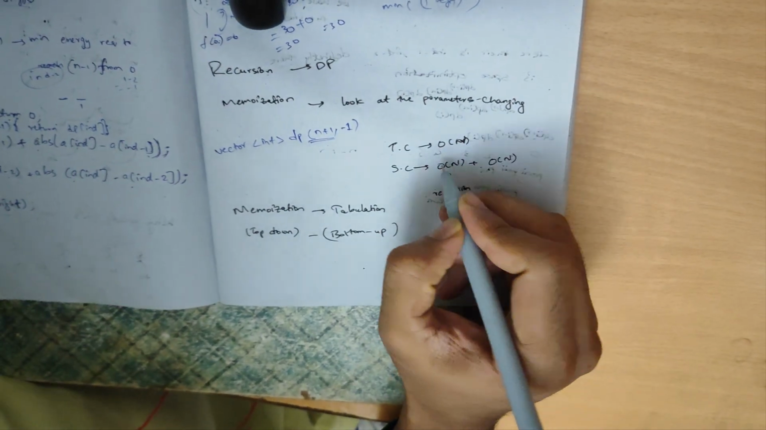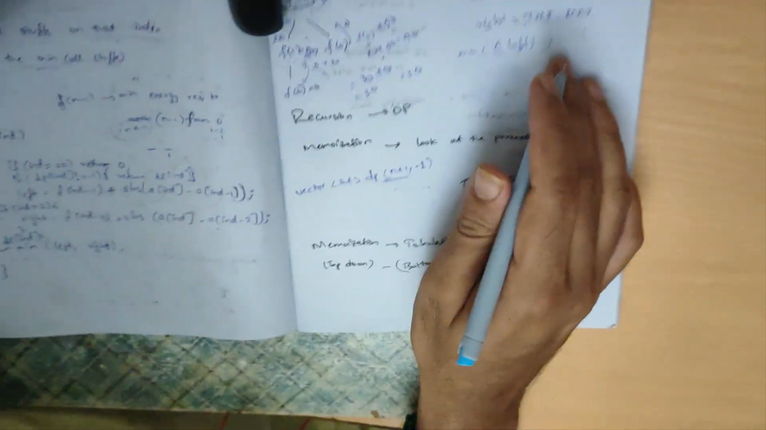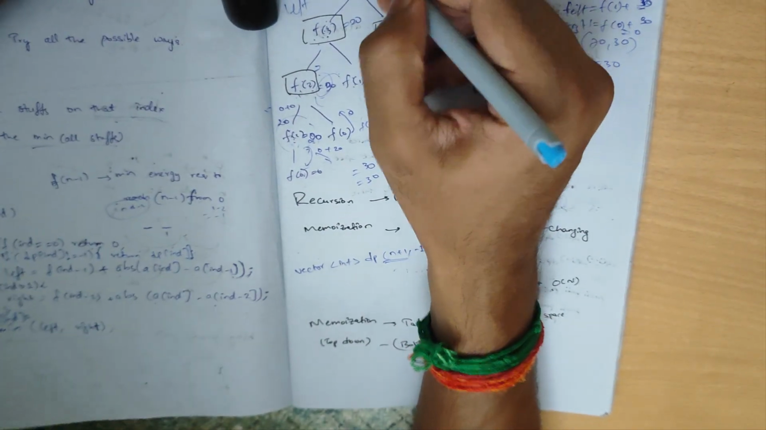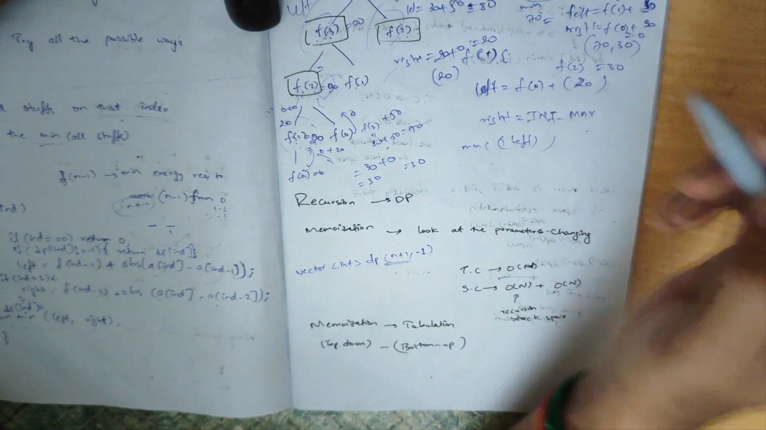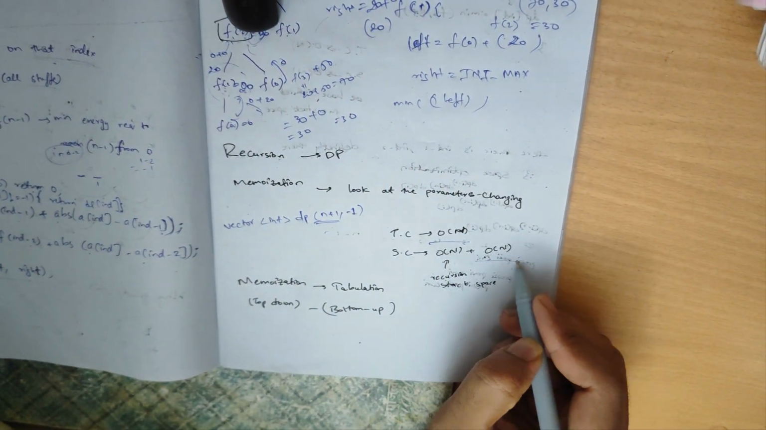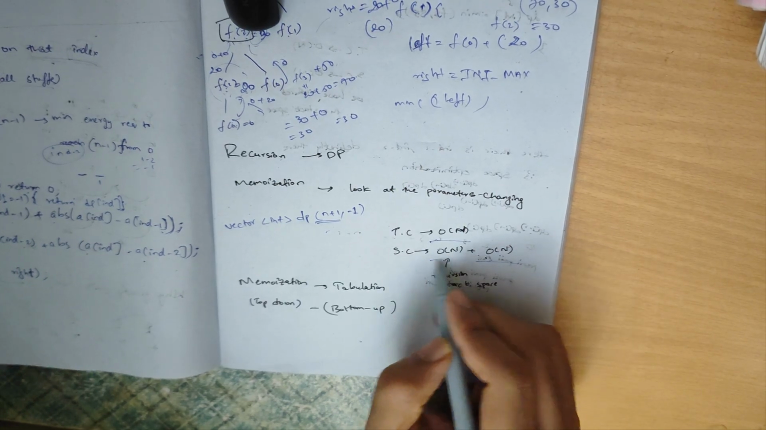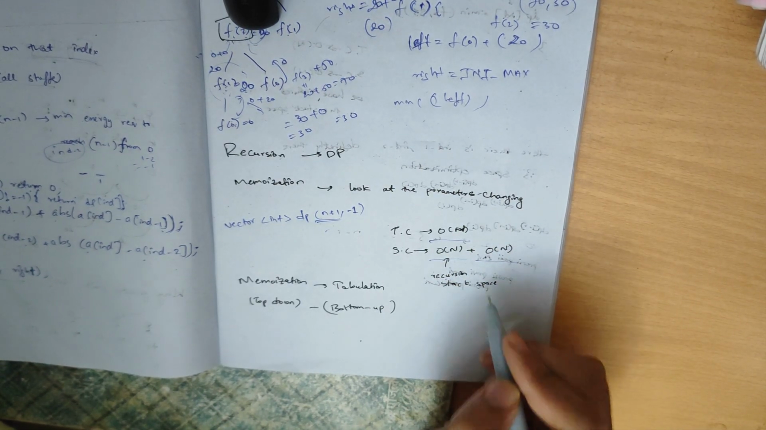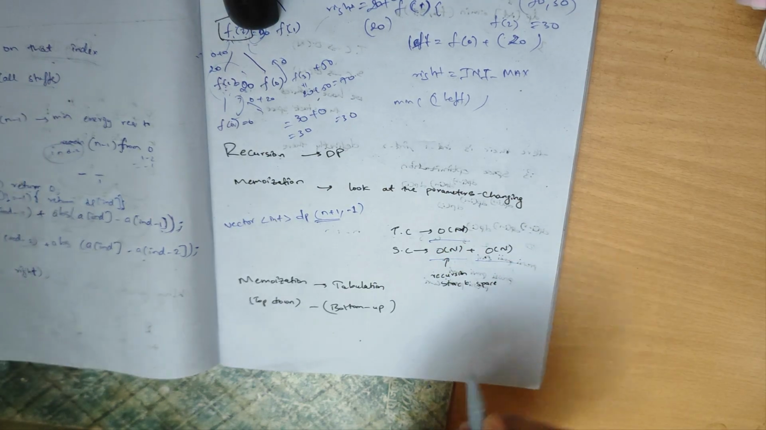Now the time complexity is O of n, where we perform the functions 1, 2, 3, 4, 5 for all of that, and the space complexity is O of n plus O of n, where one O of n is the array and the other O of n is the recursive stack space. You have to remember this O of n recursion stack space.